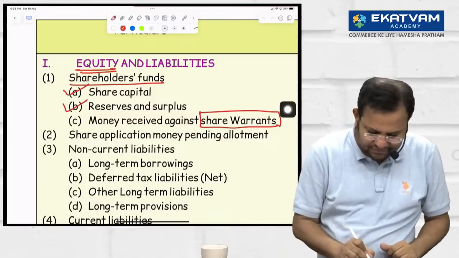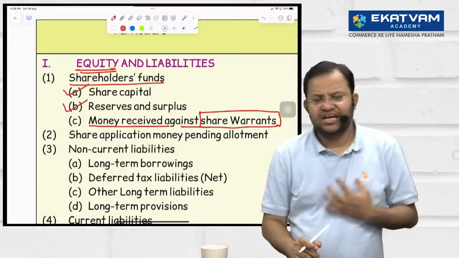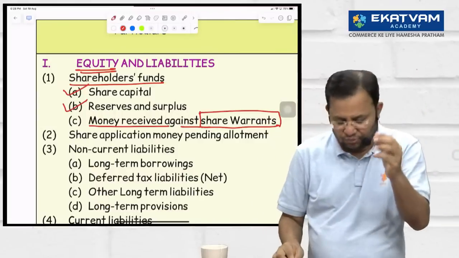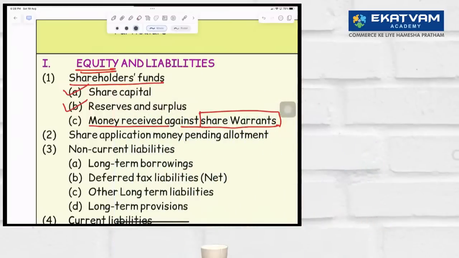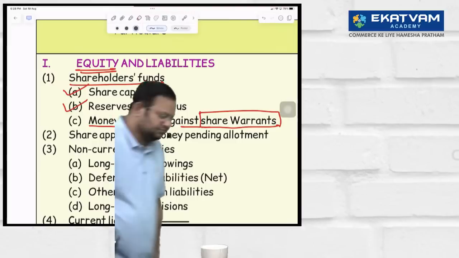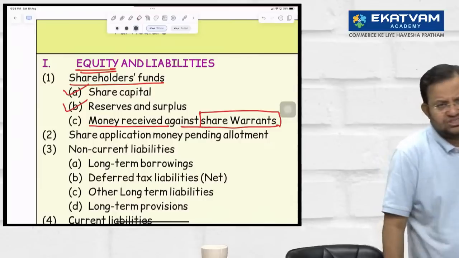I go to the next item. Money received against share warrant. What is share warrant? It is an option. Write this question: What is share warrant? It is an option given to promoters generally.